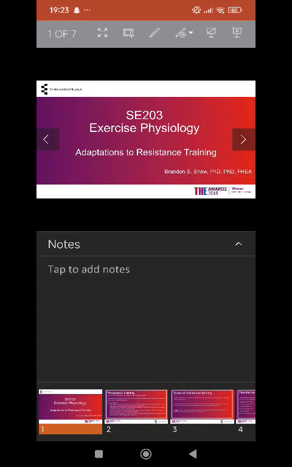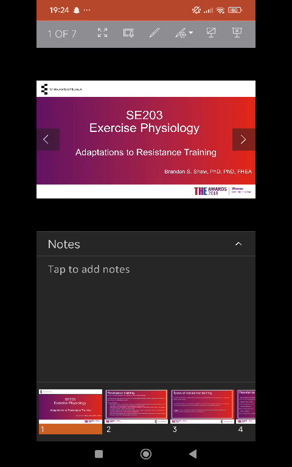SE203 Exercise Physiology: Adaptations to Resistance Training. Resistance training is a form of exercise that involves using resistance to induce muscular contraction. The resistance can come from various sources, such as free weights like dumbbells and barbells, weight machines, resistance bands, or even the individual's body weight.